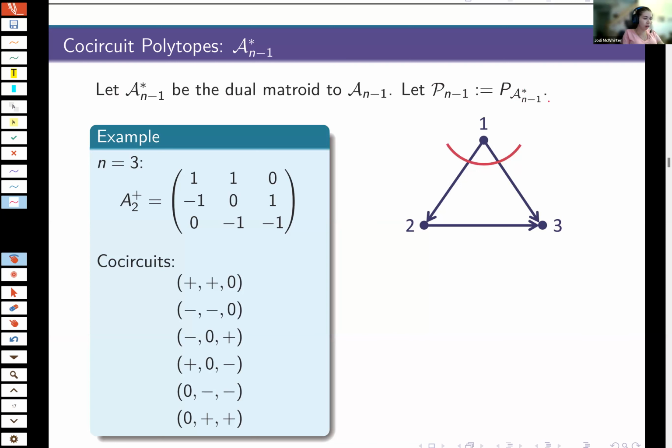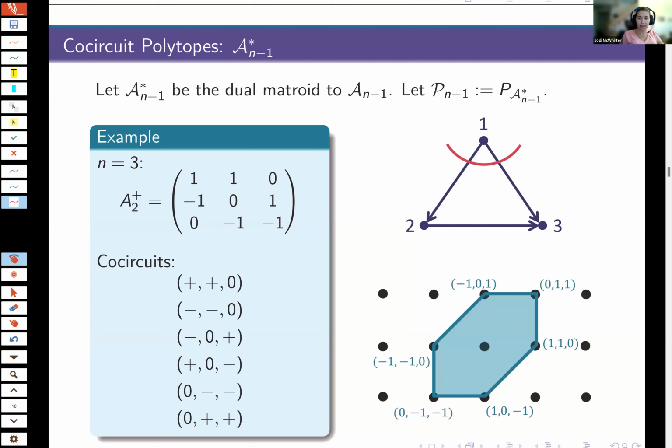Just as a reminder, here's the graph that I'm looking at along with one of those minimal cuts shown in there. And here's the matrix that I'm starting with. I told you about these first two co-circuits earlier. There are actually 6 of them in total. If you're following along for the n equals 4 case, there are 14 co-circuits there. And so the polytope that I get is going to look something like this.